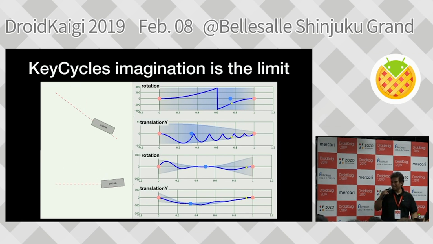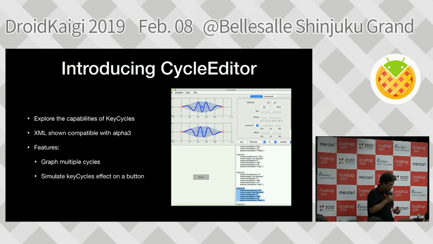Now, one of the tools that I worked on and we've put out today is the cycle editor. This is a tool that will allow you to manipulate multiple cycles together and actually interact with it. It's available on GitHub, and it's compatible with the key cycle XML, so if you build a key cycle in it, the text in the bottom right-hand corner can be cut and pasted into a motion layout.